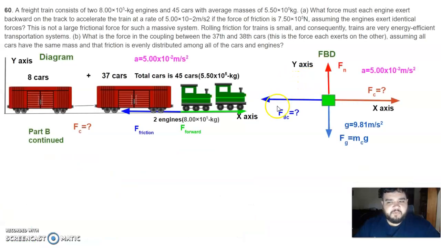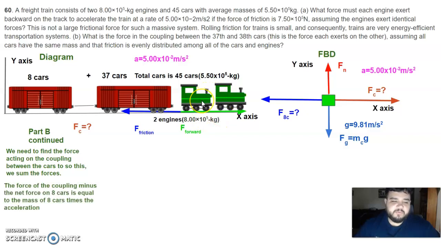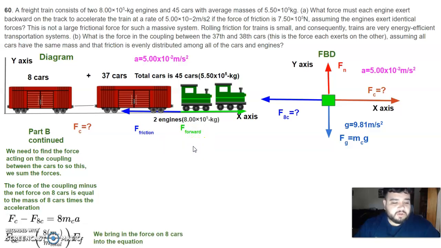So we need to find the force acting on the coupling between the cars. So we have to sum the forces. The force of the coupling minus the net force on 8 cars is equal to the mass times the acceleration, F equals ma. So the force on the coupling minus the force of the 8 cars, which we calculated previously, equals 8 ma. The value we obtained previously, the force of 8 cars, is equal to 8 times the mass of the cars divided by the total mass, times the total friction force on the system.